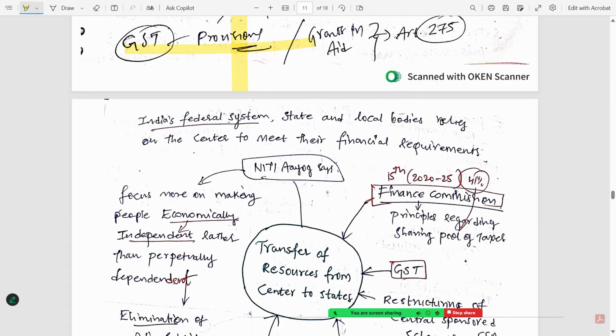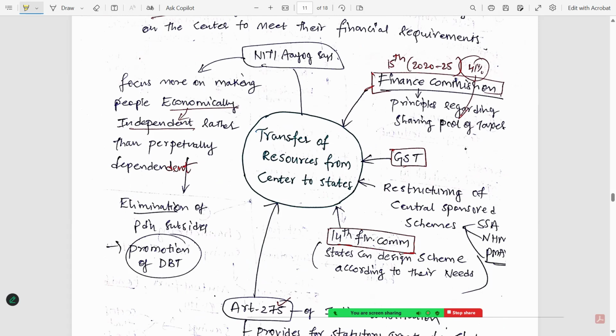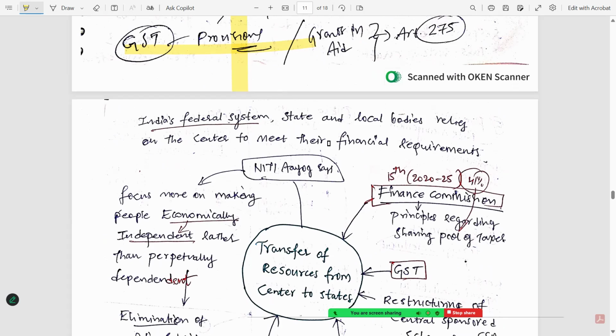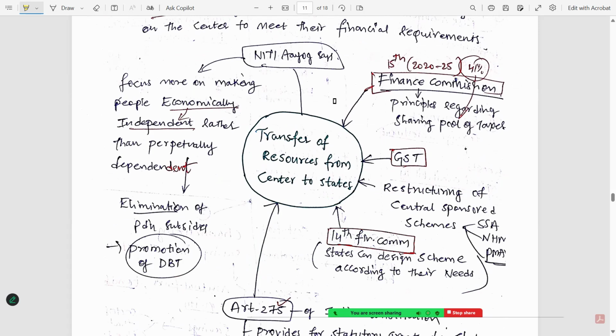So the next topic is mobilization of resources. How are the resources transferred from the center to the states? There is the finance commission, the 15th Finance Commission. It states that 41% of the revenue of the center should be transferred to the states. The principles will direct the sharing and pooling of taxes.